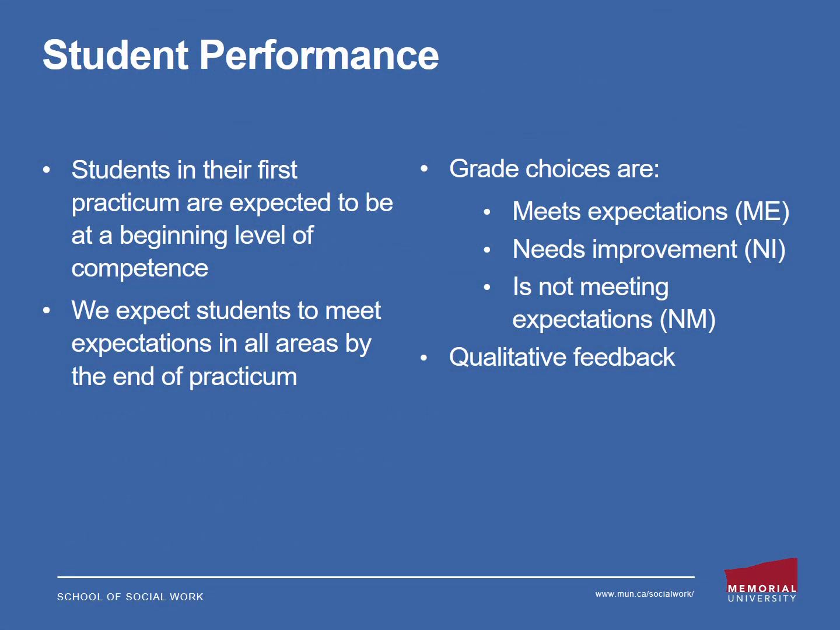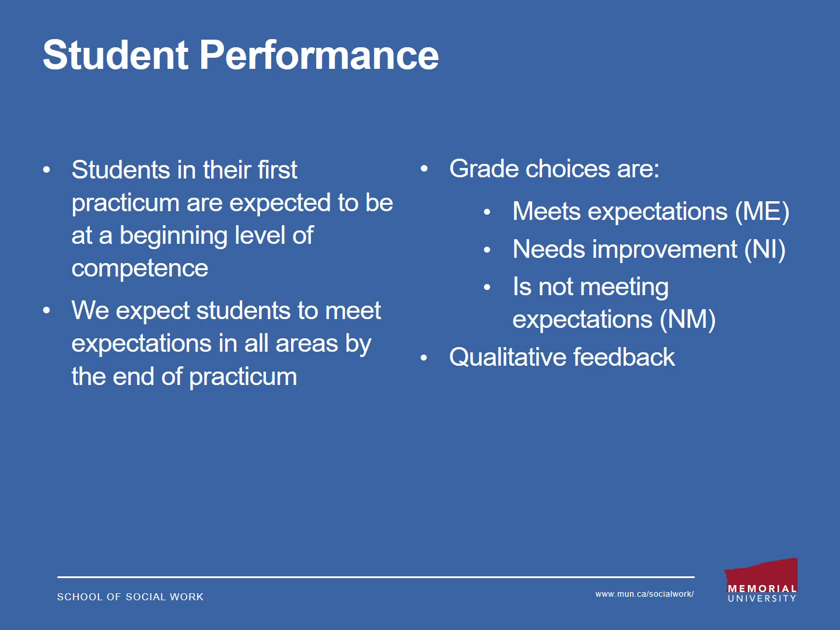Let's talk a bit about the rating scale that we use on the midterm and final evaluation. As you know with the learning contract, the midterm and final is all built in. It is a living document that we use, and it is the one document that has everything in it: the learning contract, the midterm, and the final. So basically, in the first practicum, BSW students are expected to be at a beginning level of competence. However, by the end of the practicum, we expect students to meet all the expectations in all the areas.